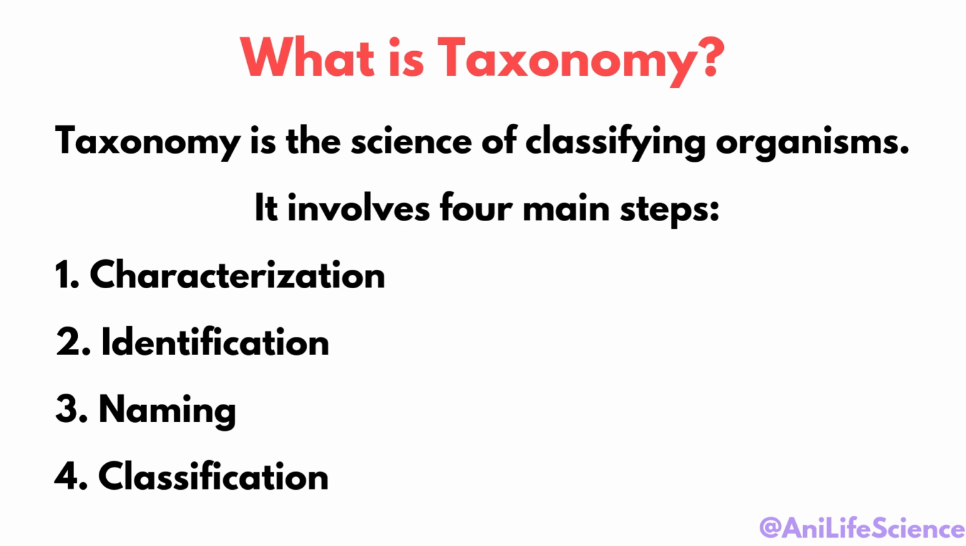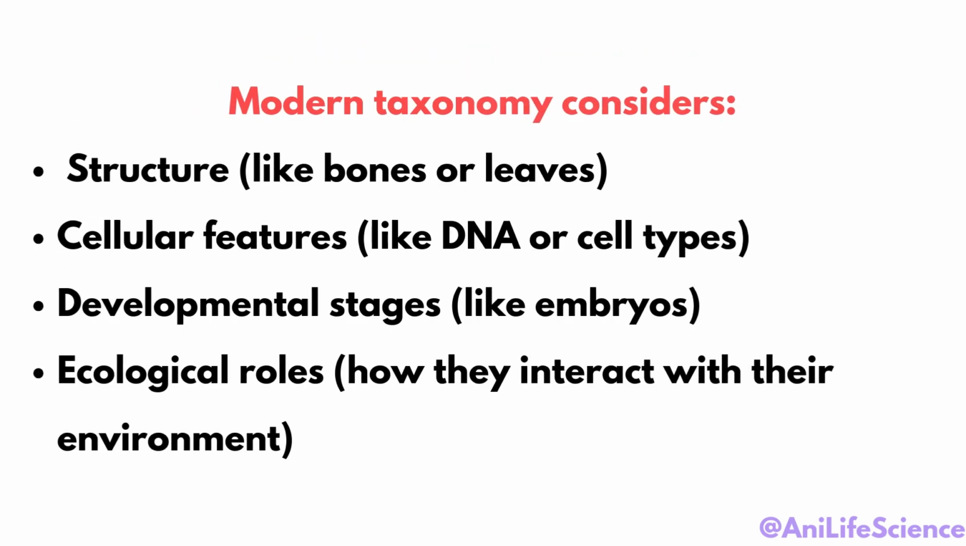Step 1, Characterization, observing an organism's features. Step 2, Identification, determining what it is. Step 3, Naming, assigning a scientific name. Step 4, Classification, grouping it with similar organisms. Modern taxonomy considers structure, like bones or leaves; cellular features, like DNA or cell types; developmental stages, like embryos; ecological roles, how they interact with their environments.